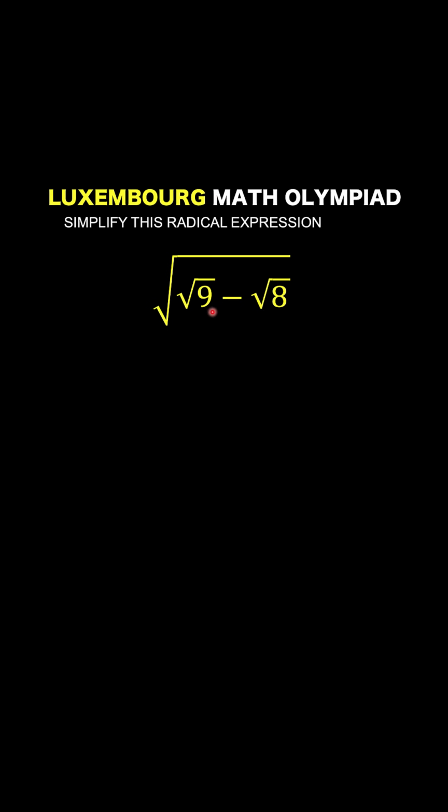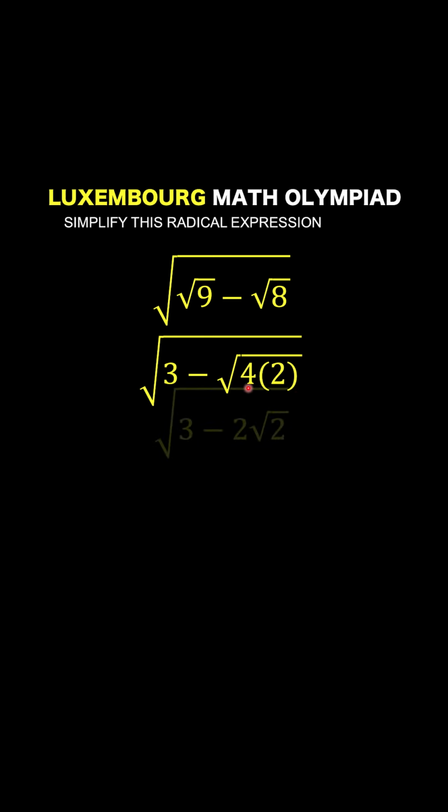Let's begin by noting that the square root of 9 is 3 and this 8 can be written as 4 times 2. This second term can still be simplified as the square root of 4, which is 2, and we just copy square root of 2 inside the radical. But our problem is we still have this radical expression here under another radical, which means this is not yet our simplified form. So what are we going to do?